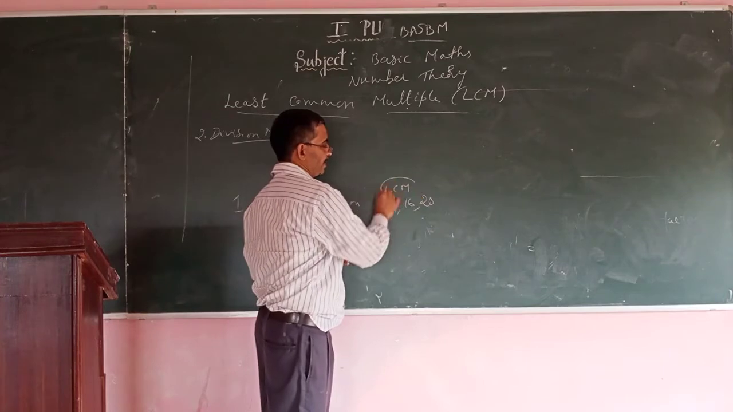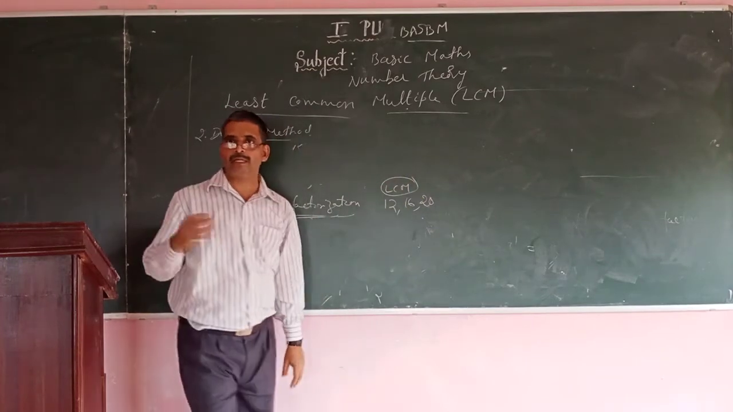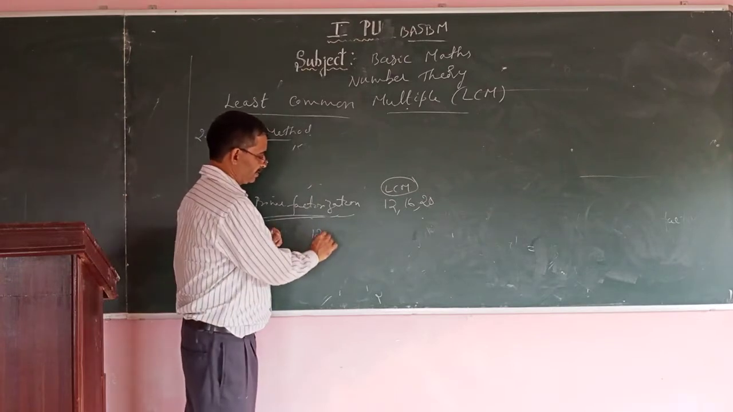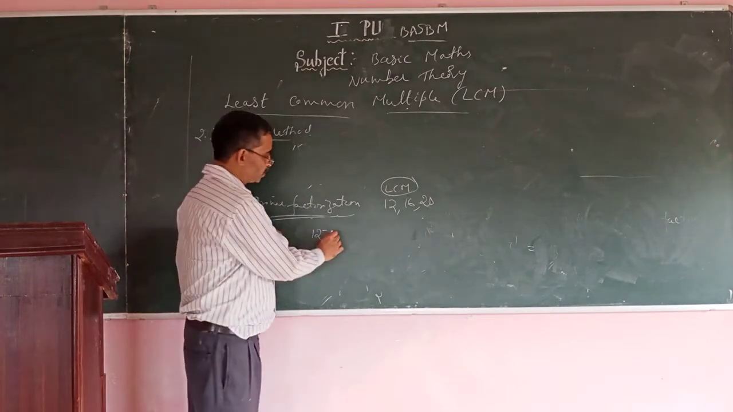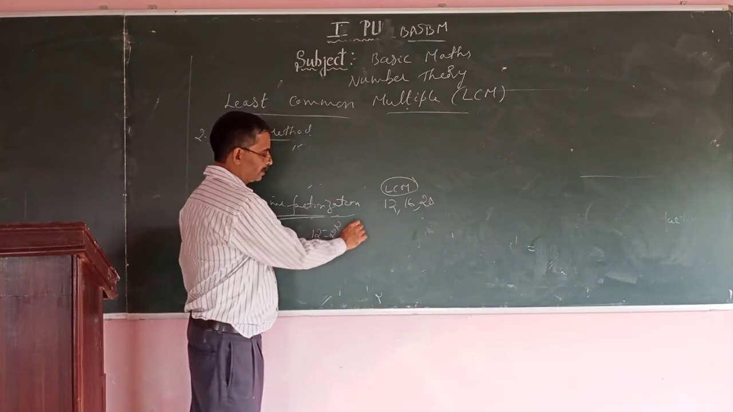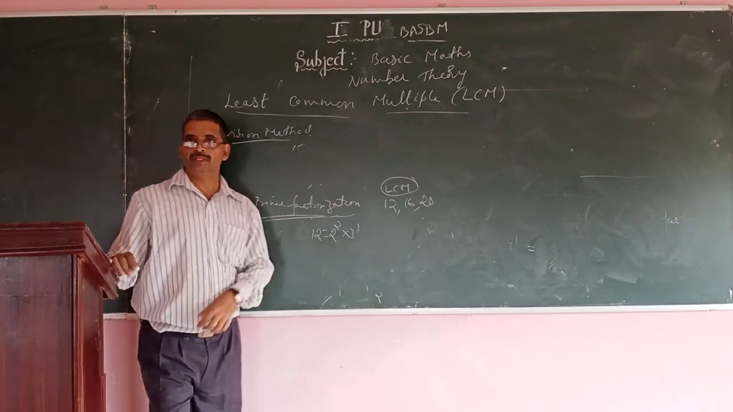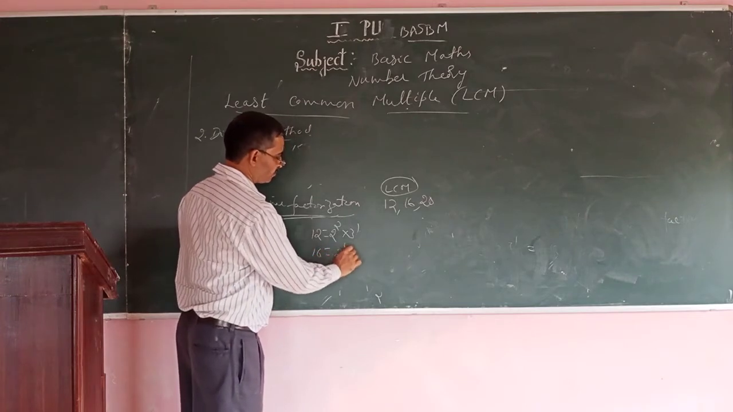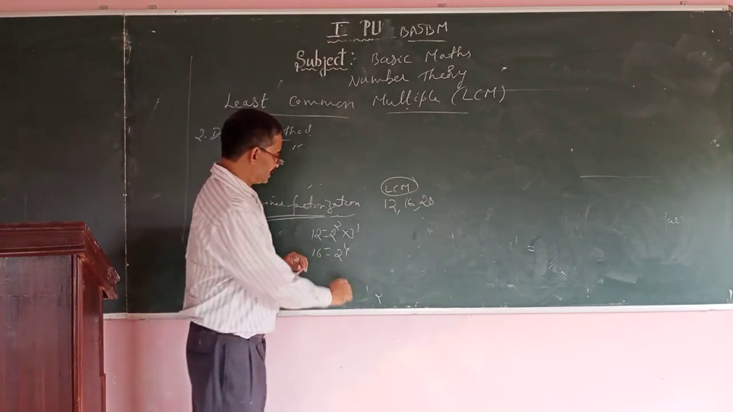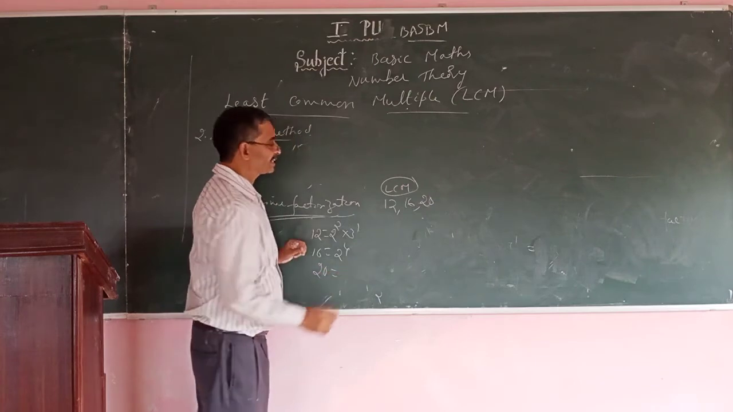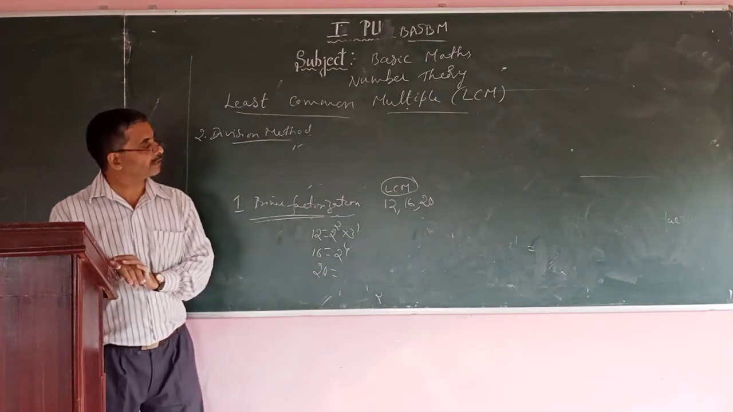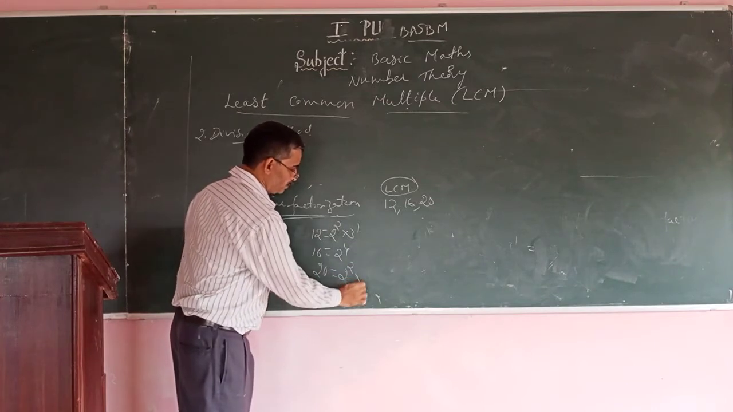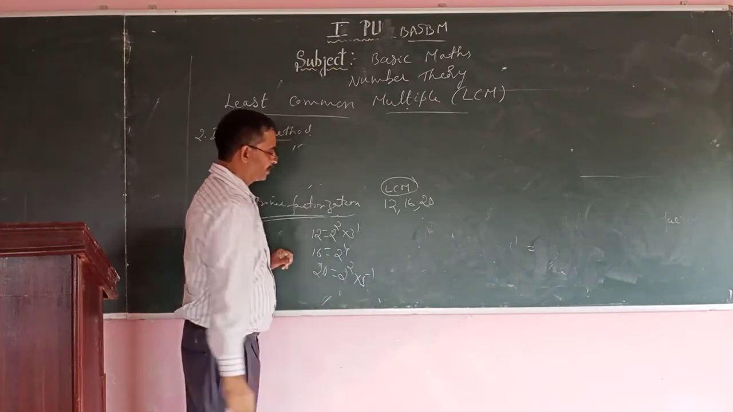How to do it? Again, prime factorization method: 12 you write as 4 into 3, that is 2 square into 3 to the power 1. Next, 16 as 2 to the power 4. 20 as 4 into 5, or 2 square into 5 to the power 1.